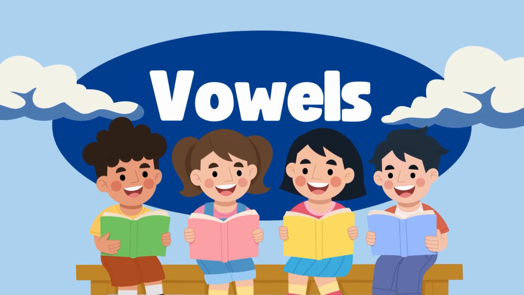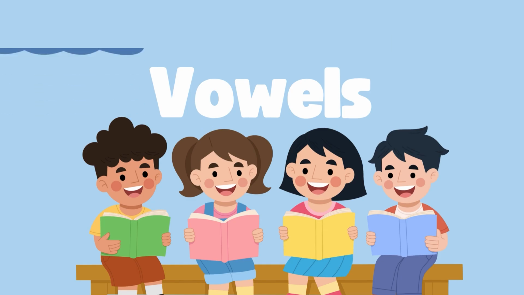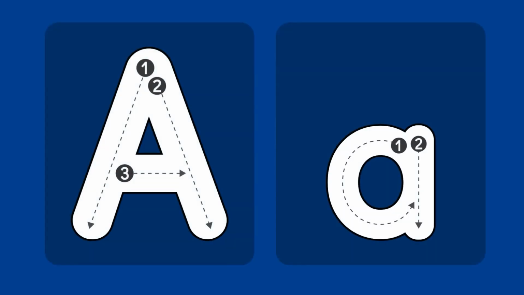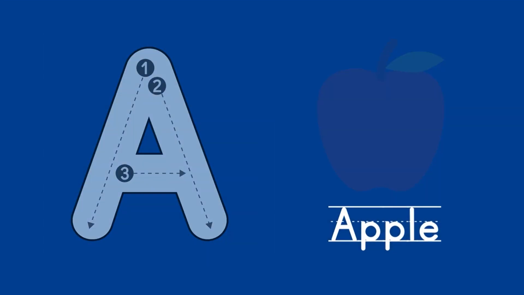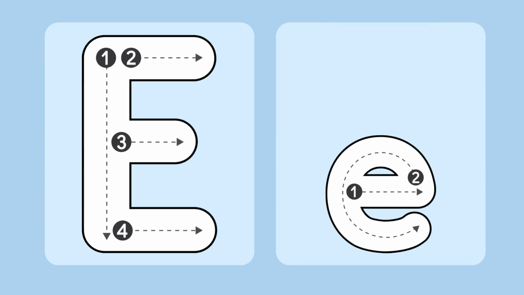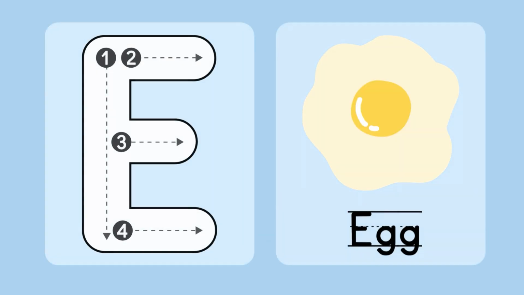First, vowels. Follow the number to write the letter. A for apple. Follow the number to write letter E. E for egg.